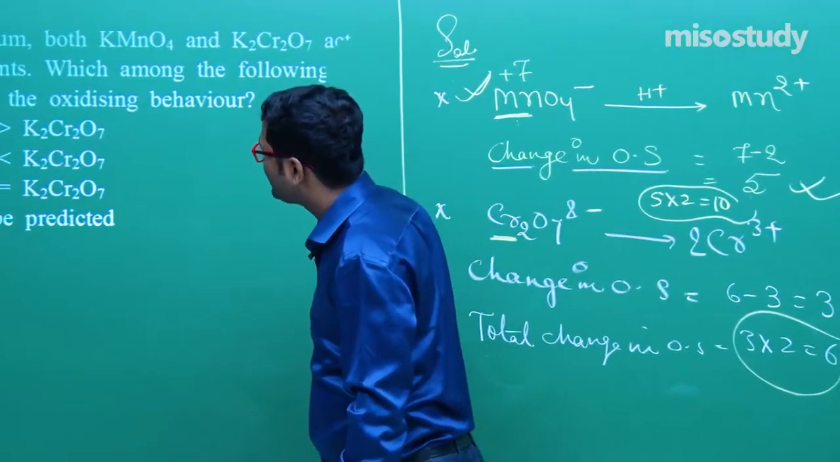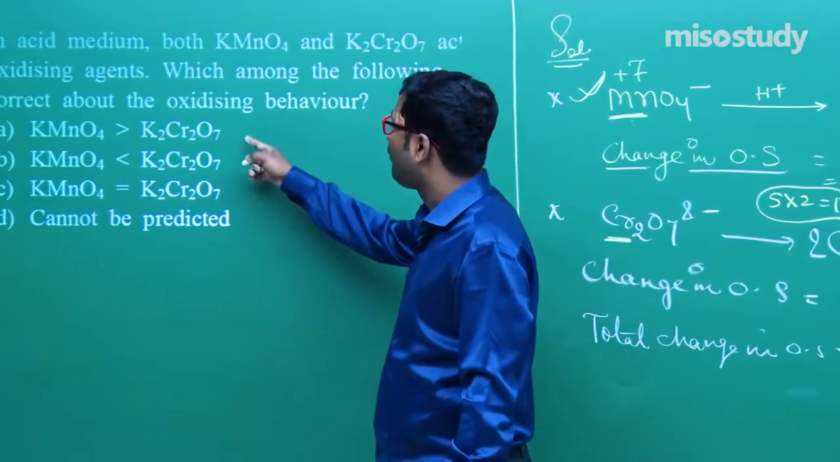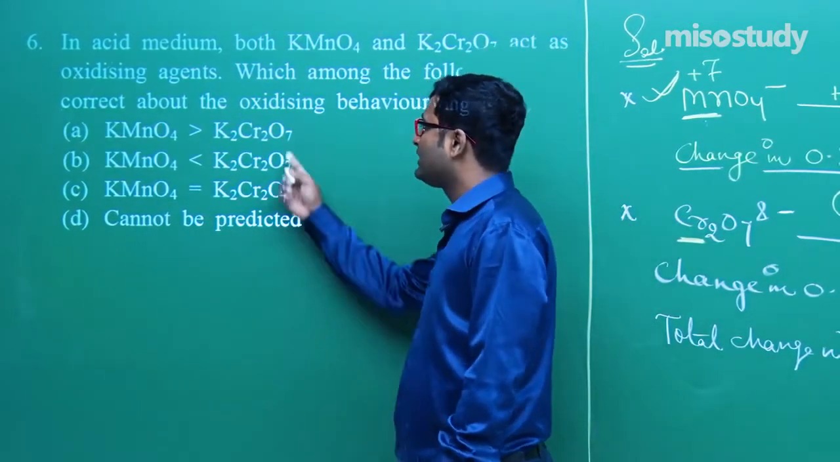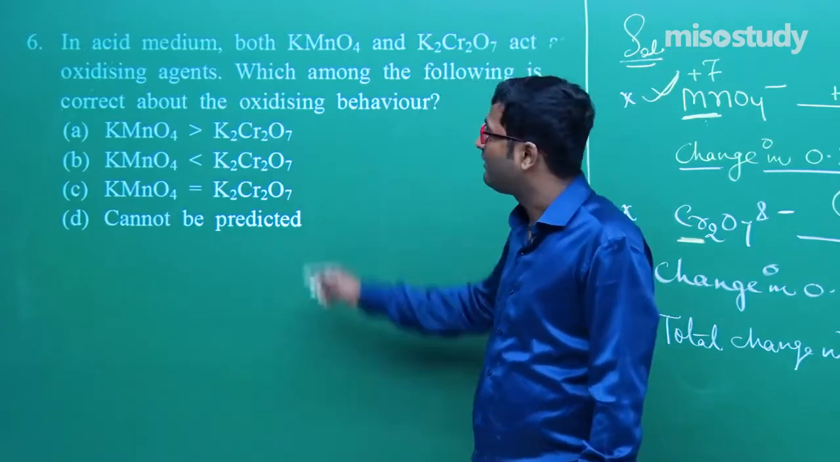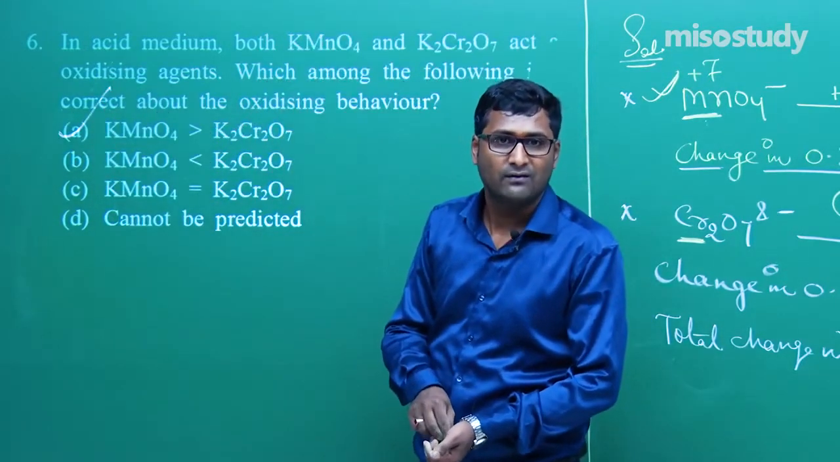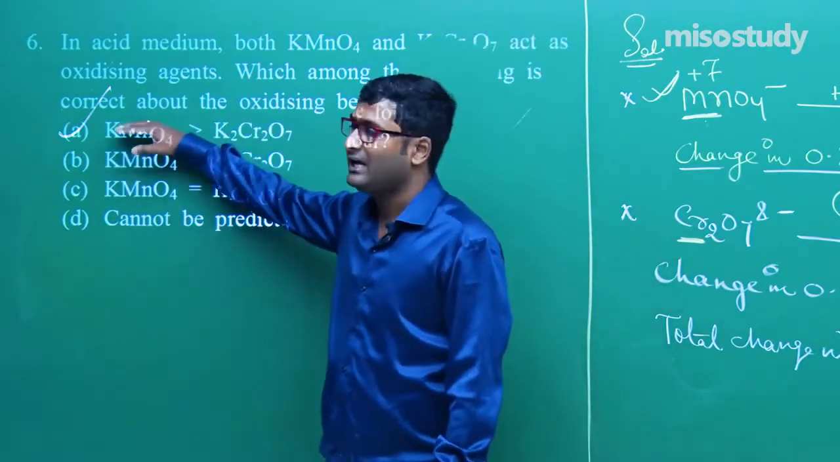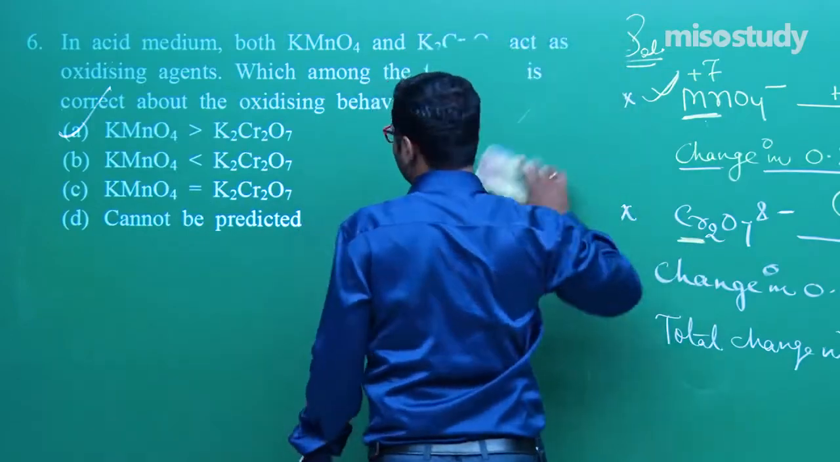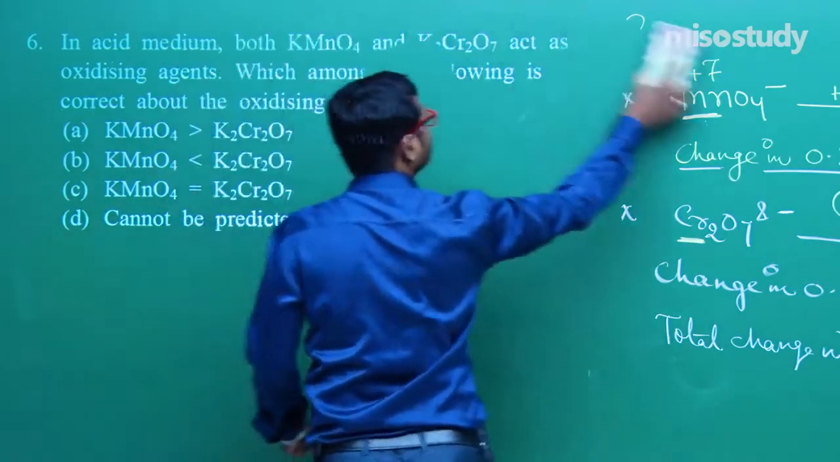So what is the correct option? KMnO4 has maximum oxidizing behavior in comparison to K2Cr2O7. So for this question, A is the correct option. Clear, friends? Now I am going to rub this part and we'll discuss the next one. Wait for a moment.